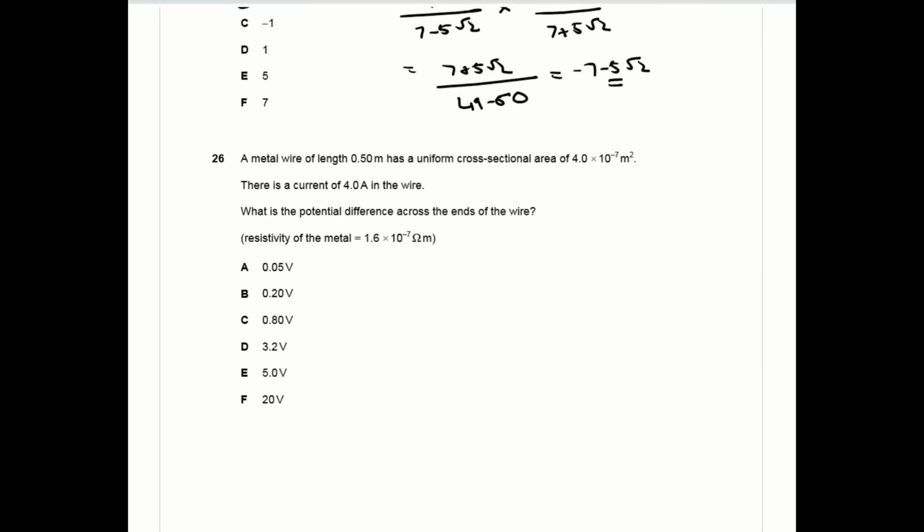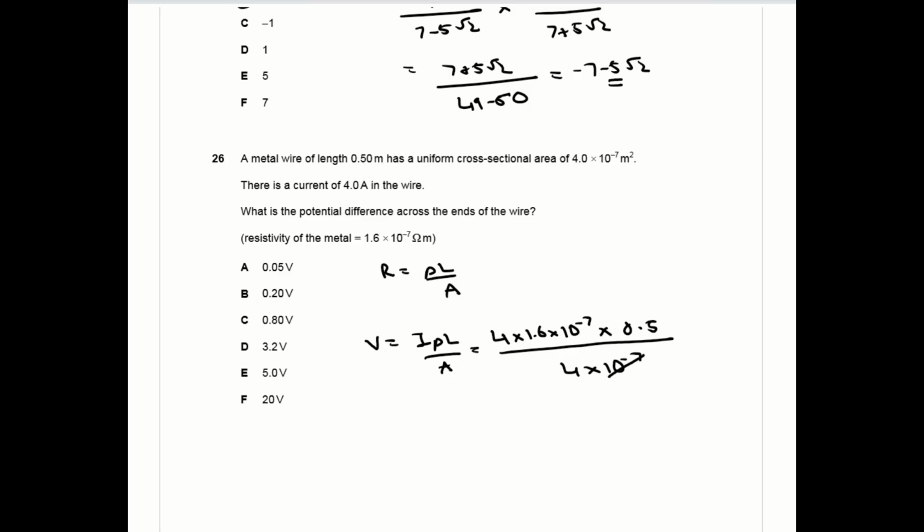For question 26, resistance is resistivity times length over cross-sectional area, and you know V is equal to IR, so the potential difference across the wire is I times rho L over A, and when you work that out, it comes out to 0.8 volts, which is C.